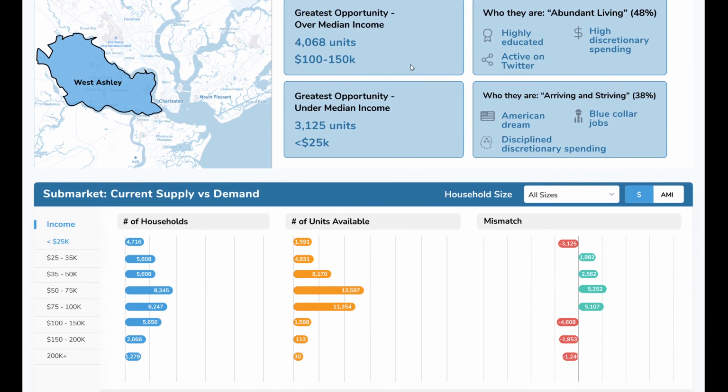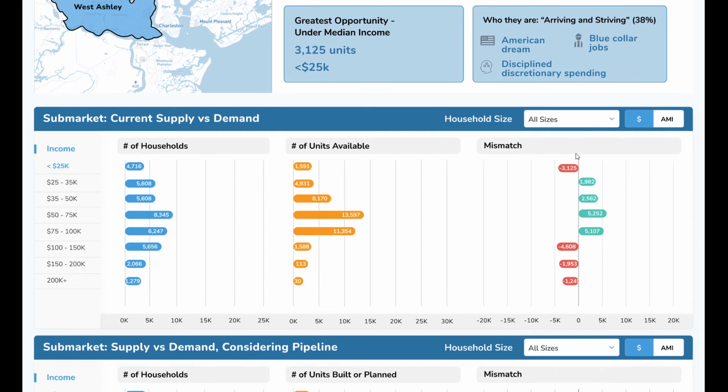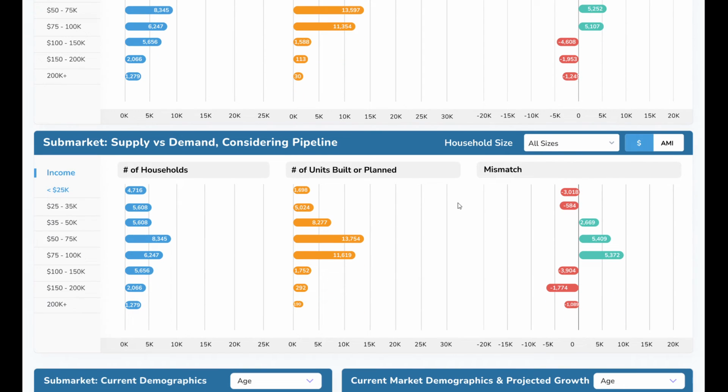As we scroll down, the general flow of the story is the same between the market and the submarket. Notice that the first graph shows the current supply and demand of the submarket specifically. We see the demand, we see the supply, and then we see the mismatch. This feature can also be seen by dollars or AMI, and the user also has the ability to filter by different household sizes. Next, we see the pipeline data specific to the submarket of West Ashley.